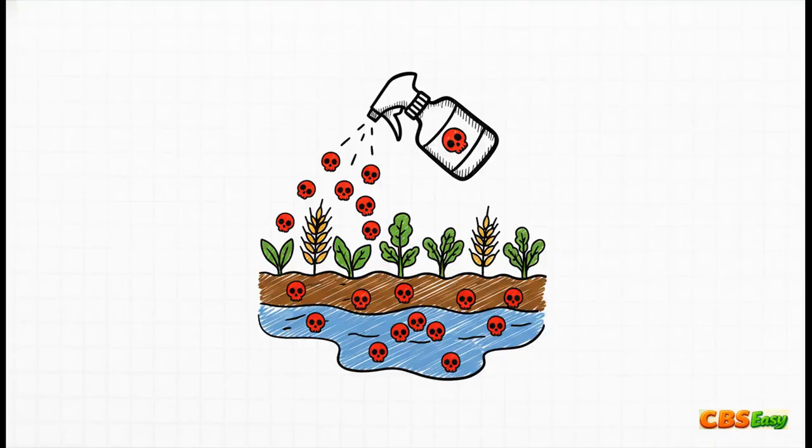So here's how it all begins. Step 1. Some kind of harmful chemical, something that doesn't break down, like a pesticide, gets into the environment. Maybe it's sprayed on a farm, and then it washes into the soil and the rivers.